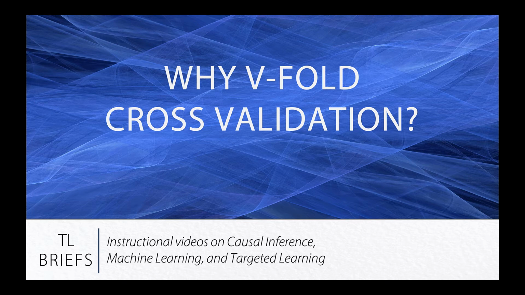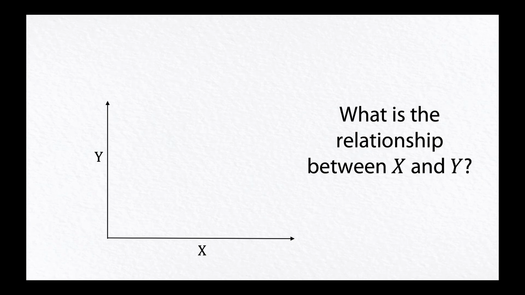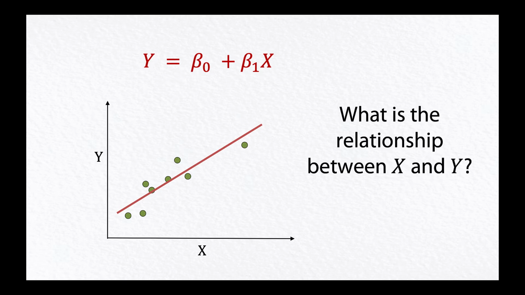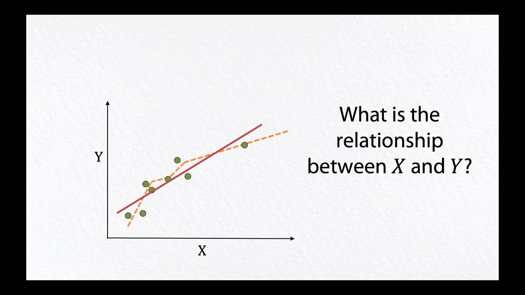In this targeted learning brief, we'll learn what cross-validation is used for and the benefits of a particular type called V-fold cross-validation. Suppose we are interested in understanding the association between an outcome Y and a predictor X. As statisticians, we fit models to the data. If we fit a linear model to the data shown here and plot the predictions, we get this red line. But if we fit a more flexible model that relaxes the linearity assumption, like a boosted tree, we get the orange curve. Both seem to fit the data pretty well, and we'd like to know which one better captures the true relationship between X and Y.